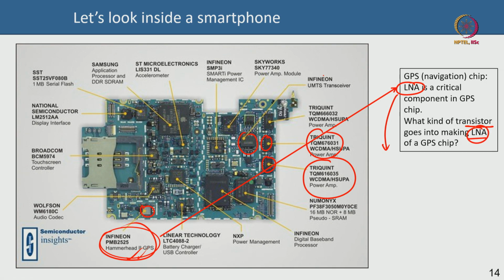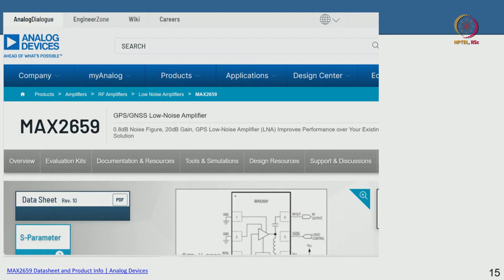Now, if you look up Infineon PMB2525 Hammerhead 2 GPS in Google, you may not be able to find out what kind of transistor goes in there. The data sheet may not mention that actually, but you can do the reverse. You can go to companies that sell LNA or low noise amplifiers for GPS, and then you find out what device goes in there. So, we can do that. So, I did that. So, see, this is a company called Analog Devices. Again, I am not advertising for this company, just that Google is throwing me up this, and there are other companies I am sure that do this.